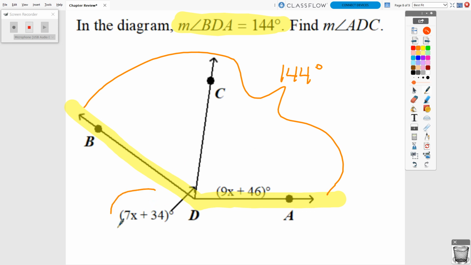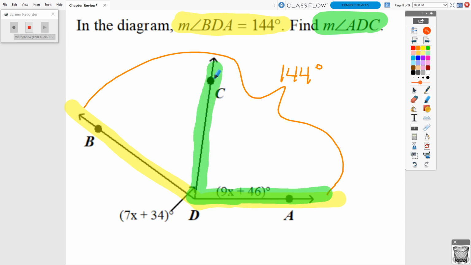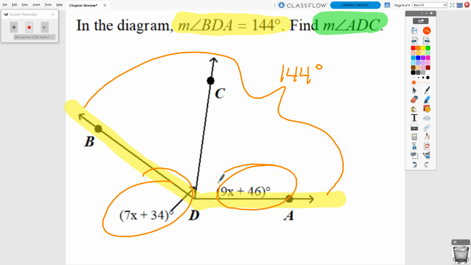Now, they give us some algebraic expressions for these other two smaller angles, and the question just says, find the measure of angle ADC. So ADC is this 9x plus 46 angle. Now, I'm not looking for 9x plus 46 as the final answer. I really want to know what is the measure, numerical number, of this particular angle. So we got to figure out how to put all of this together. All right? So, well, what can we do with these two things?